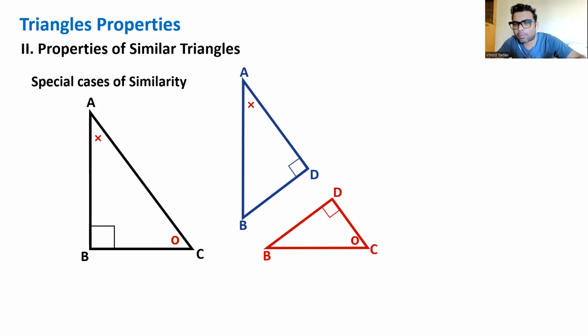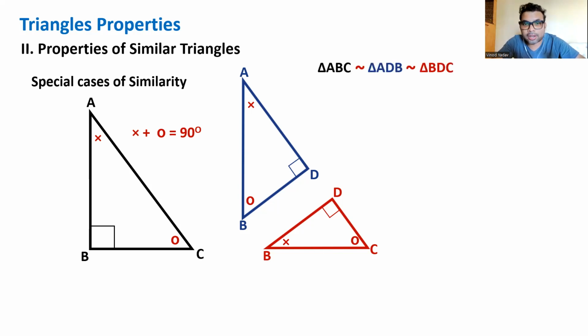I have taken both triangles out. So X plus O is 90. So in this triangle, this will be O, and in the other triangle, this will be X. So you can see all these three triangles have all three angles equal. So definitely they are similar, right?